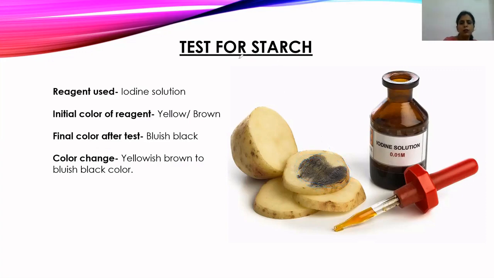Okay, so remember, while doing the test for starch, you have to remember these things very well. The reagent used for testing for starch is iodine solution. The initial color of the reagent was yellow or brown. The final color after performing the test is bluish black. Sometimes these questions are asked for 1 mark.